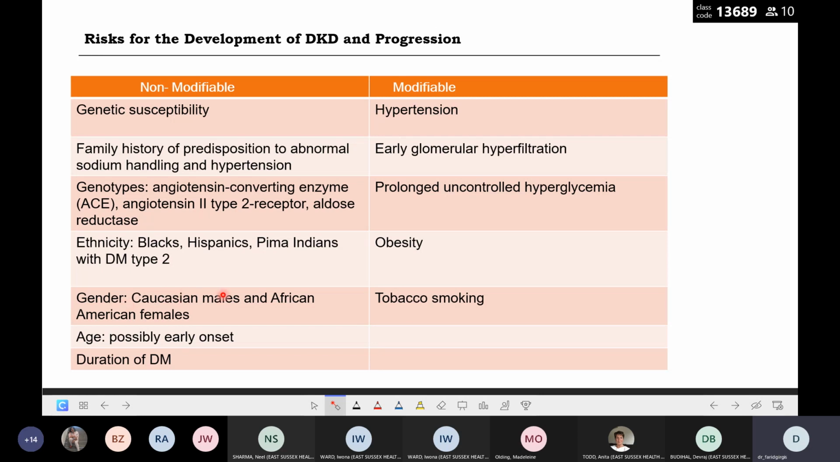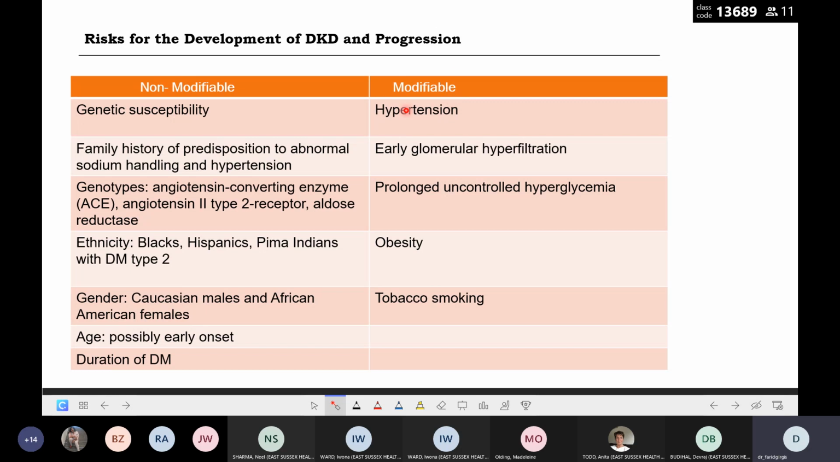Gender, so Caucasian males and African American females. Age, possibly early onset. Early onset diabetes usually has a very big opportunity for diabetic nephropathy because of the long time vintage of diabetes, and so consequently the duration of diabetes. So they are non-modifiable causes.